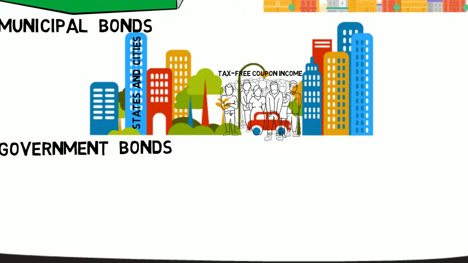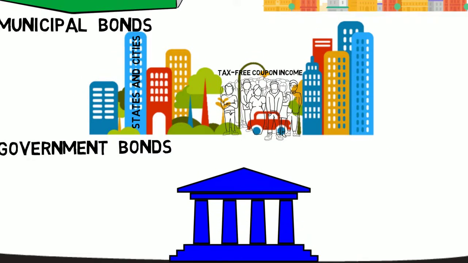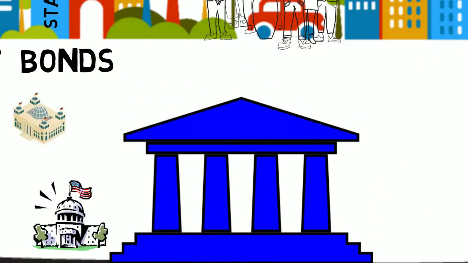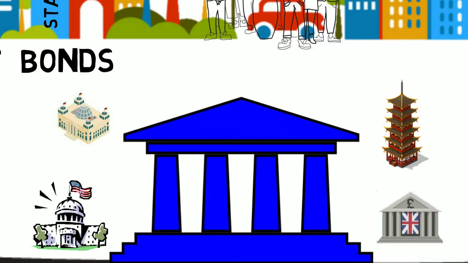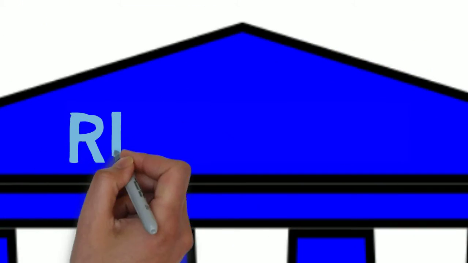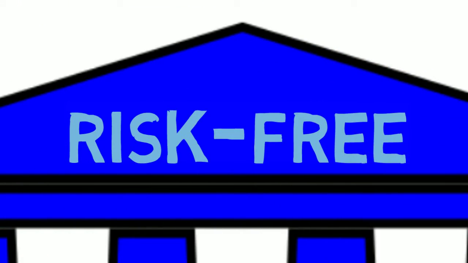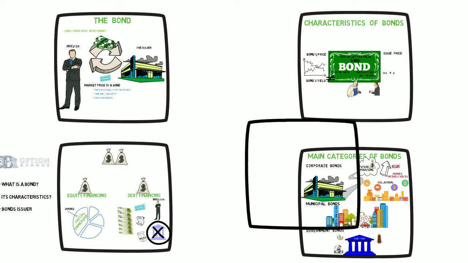Government bonds are issued by national governments around the world, for example US Treasuries, German bonds, Japanese government bonds, and British gilts. Government bonds are considered risk-free and are traded in highly liquid markets.